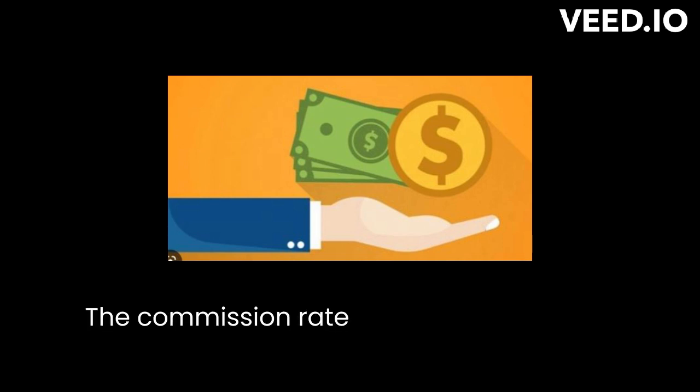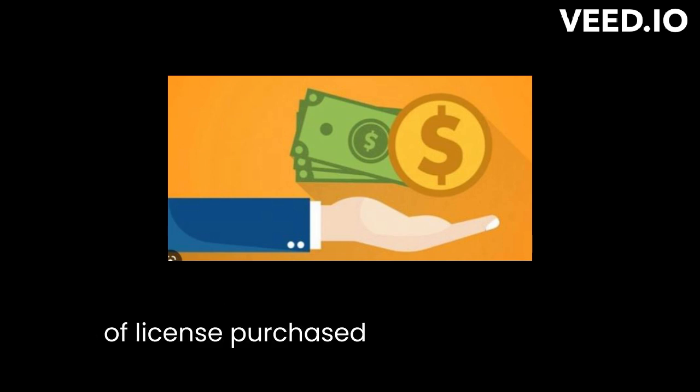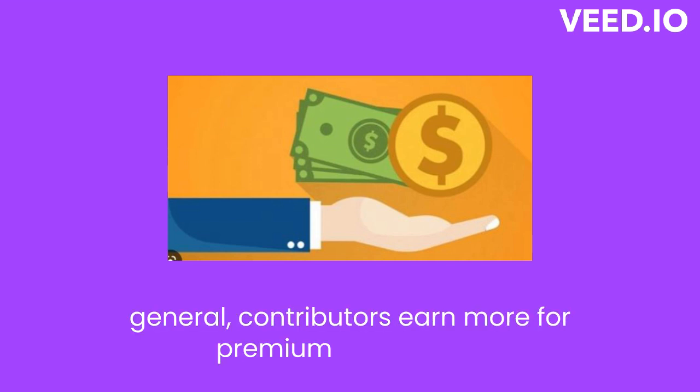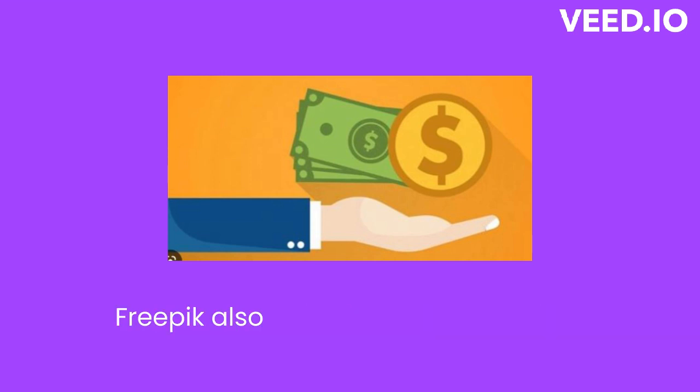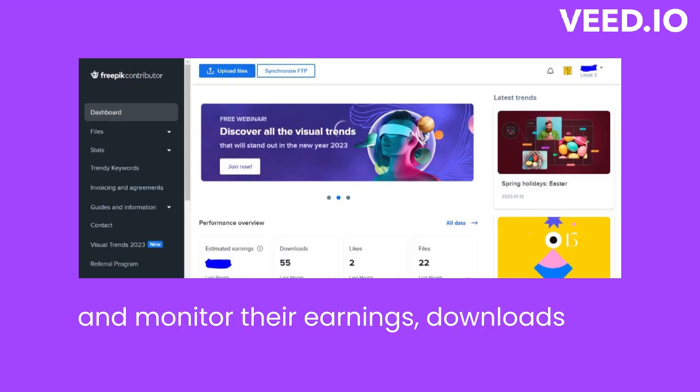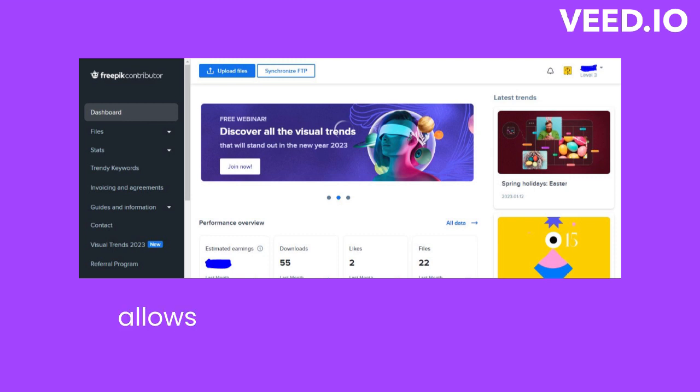The commission rate varies depending on the type of license purchased by the user, but in general, contributors earn more for premium downloads. Freepik also provides a feature where contributors can track and monitor their earnings, downloads, and views, and also allows them to set the prices for their designs and can also manage their portfolio.